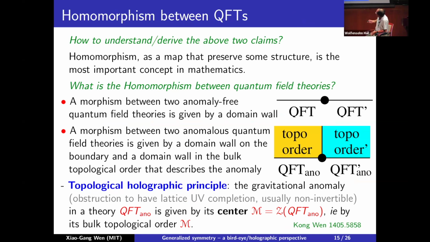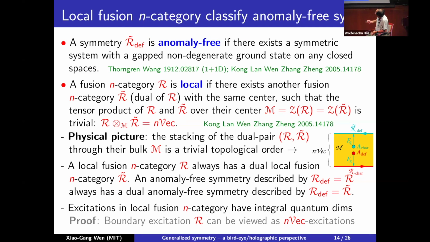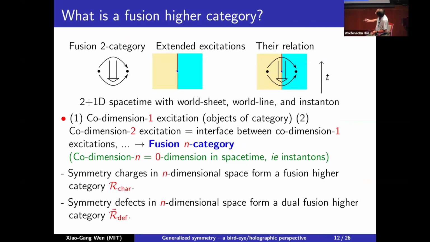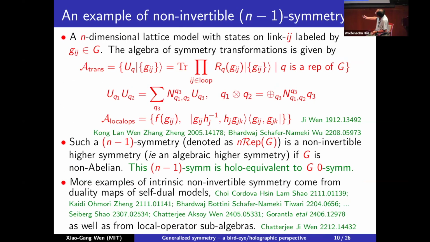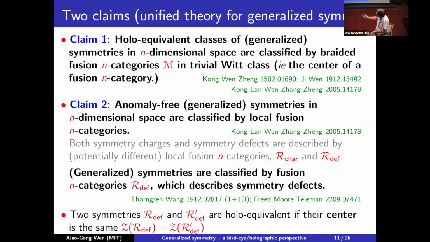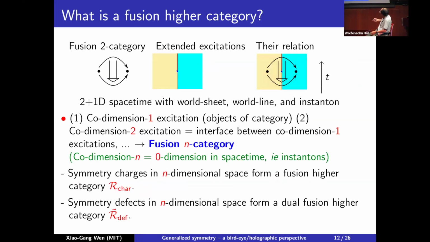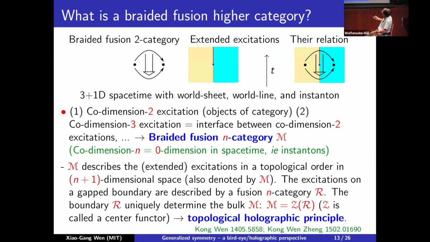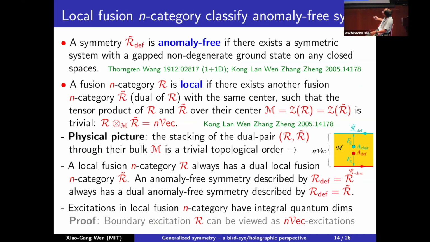Yeah, with this introduction, let's look at this. Now I want to try to explain the first claim: why we claim that the holographic equivalence class of symmetry is classified by the braided fusion category. Where does that picture come from? We try to get some general picture, some explanation for this picture.